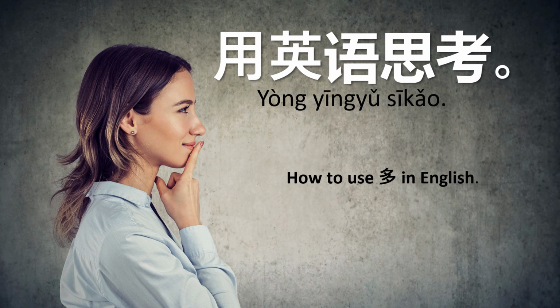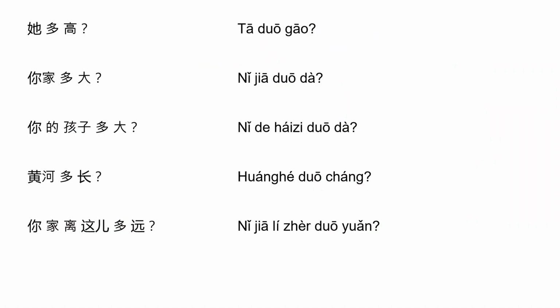Today we are studying how to use duo in English. Before we start, we need to talk about the meaning of da. It means a lot, or many, and much. But today we are going to study the usage of duo as how.